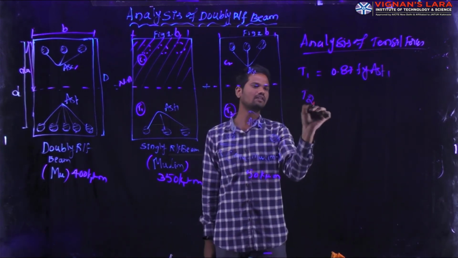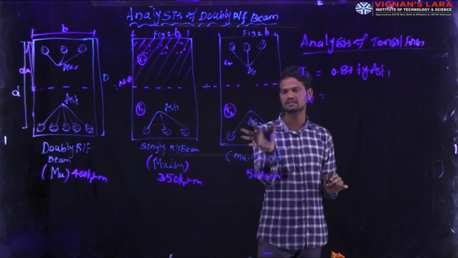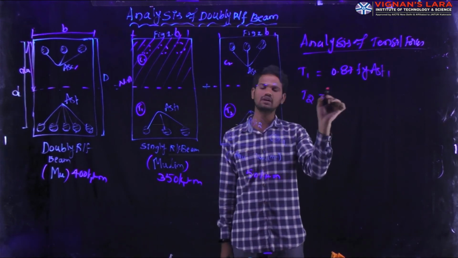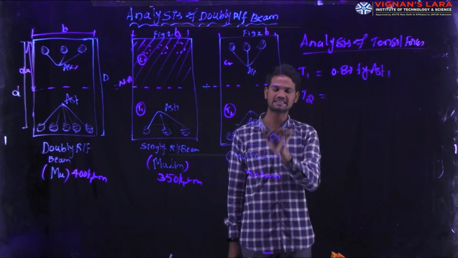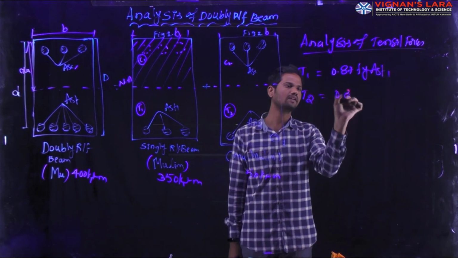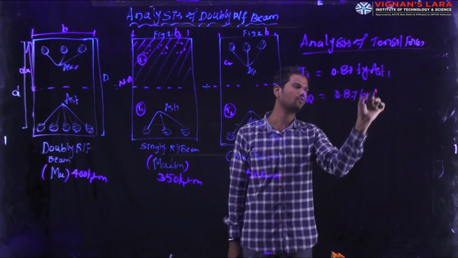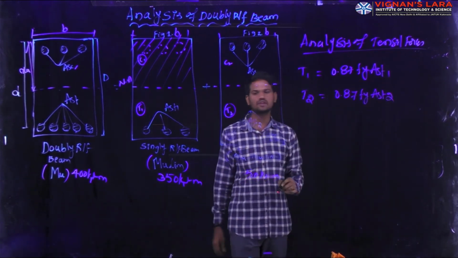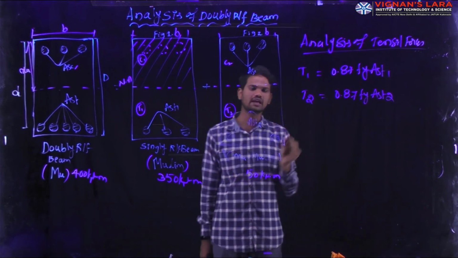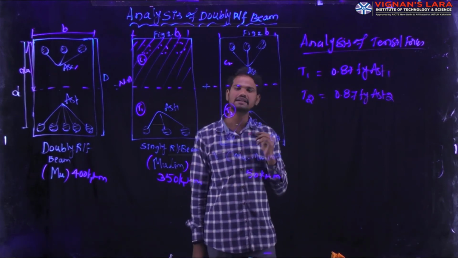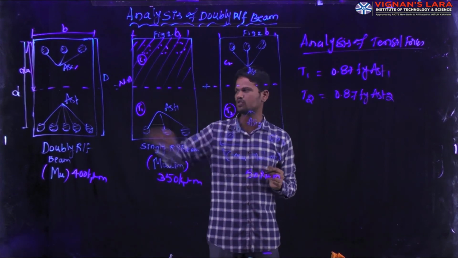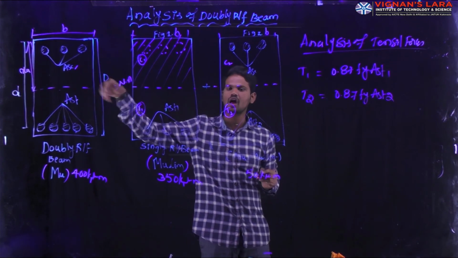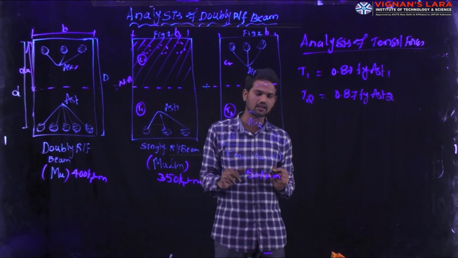As well as, we have the tensile force acting on this additional section, or additional moment carrying section. The T2 value, the tensile force in the second section, T2 = 0.87 Fy Ast2. This is the second tensile force for this beam section. Now I want to calculate the total tensile force. That means for this total doubly reinforced beam, how much tensile force is acting on that beam, we have to calculate.